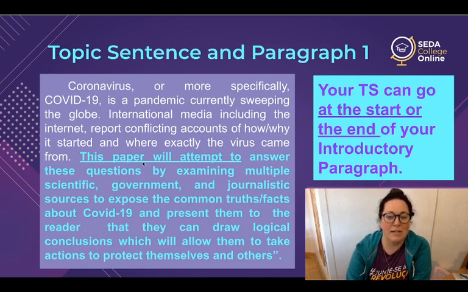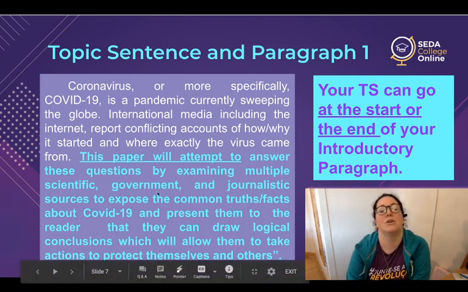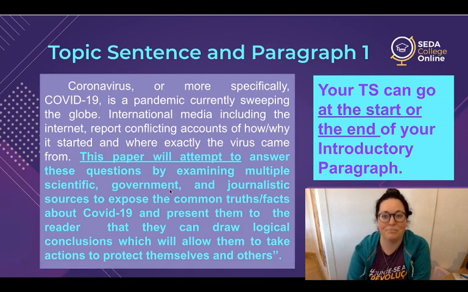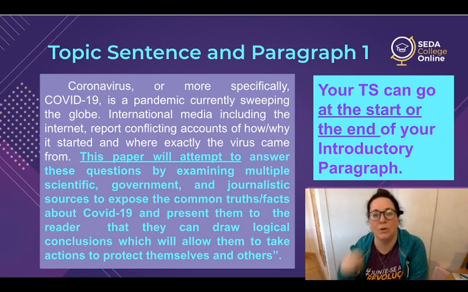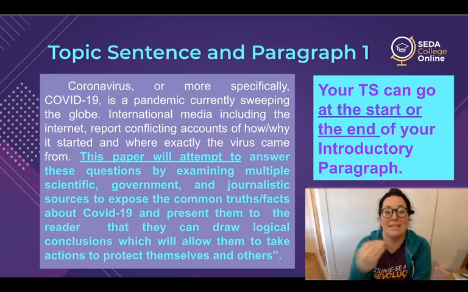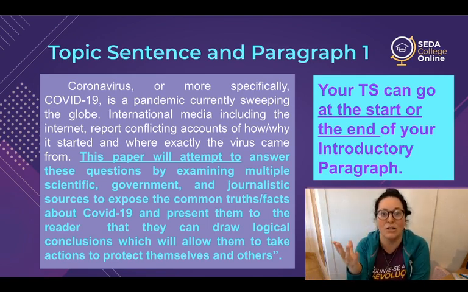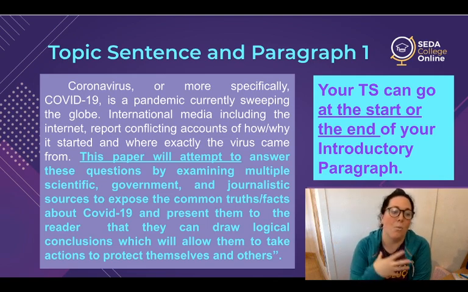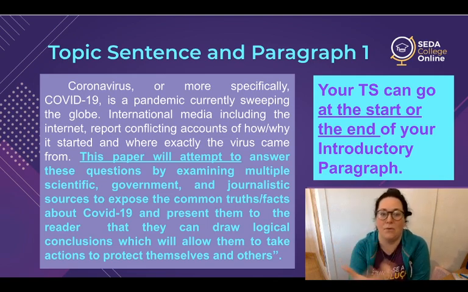This paper will attempt to answer these questions by examining multiple scientific, government, journals, sources to expose common truths. So all those different sources could be presented spatially as well. Where do they come from in the globe? Where do the sources come from? What were they saying at different times? Chronology. Okay?